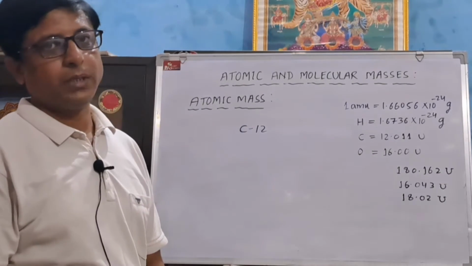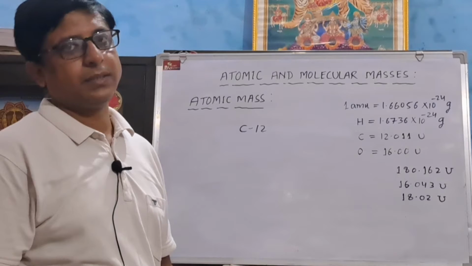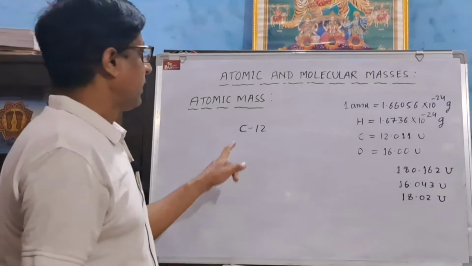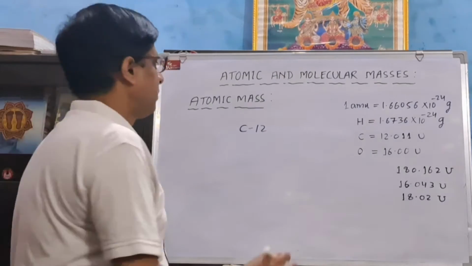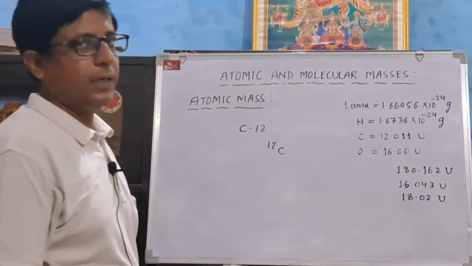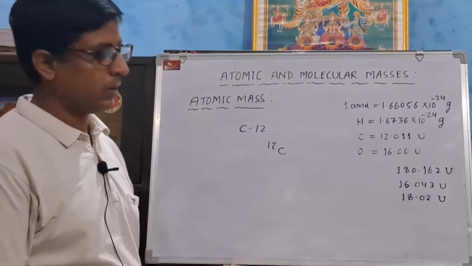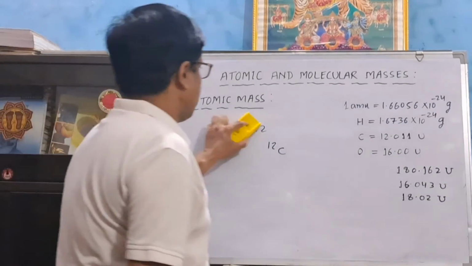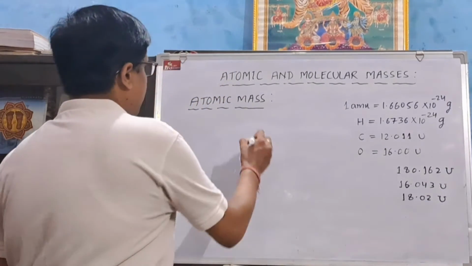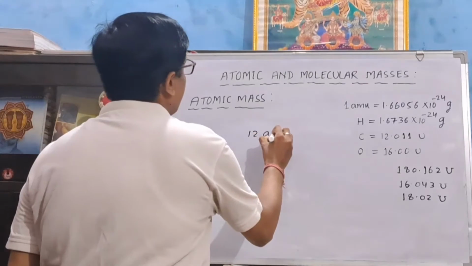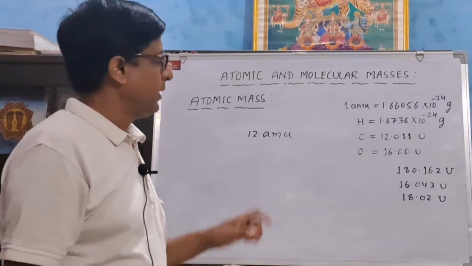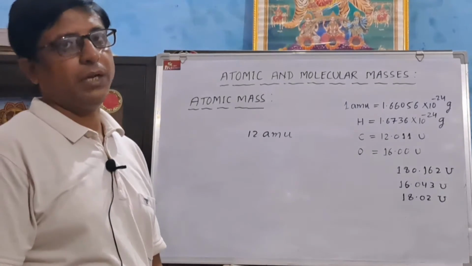Here carbon-12 is taken as the standard for giving atomic masses of different elements. Carbon-12 is an isotope of carbon represented by 12C. The mass of one carbon-12 atom has been given as equal to 12 AMU.